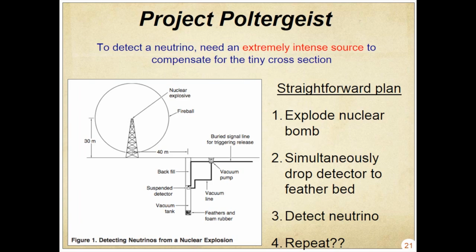And you're going to evacuate this shaft, and then you're going to put, I love this, feathers and foam rubber at the bottom of the shaft. Okay? And then you're going to build this fancy detector, and at the moment you explode the bomb, you're going to release the catch, drop the detector. It's in free fall as the neutrinos pass through it, and you would see an interaction.